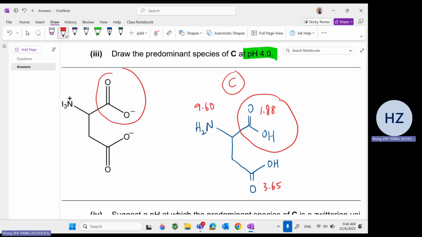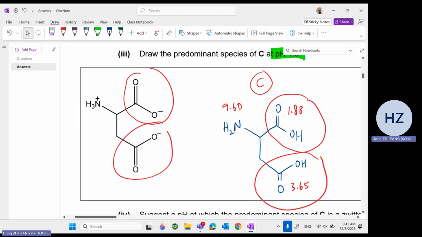So for me, when I teach this, I teach it in a pretty layman way. I'll say that the environment is more alkaline to the functional group, so I'll give off my H+. Likewise for this carboxylic acid, 3.65 versus 4. 3.65 is acidic, is lower, so pH 4 is actually more alkaline. So I'll give away my H+.